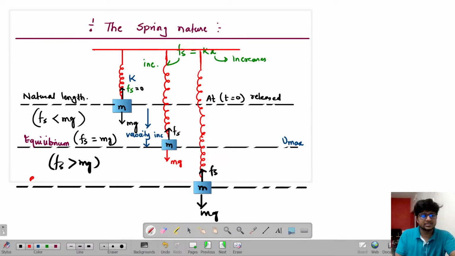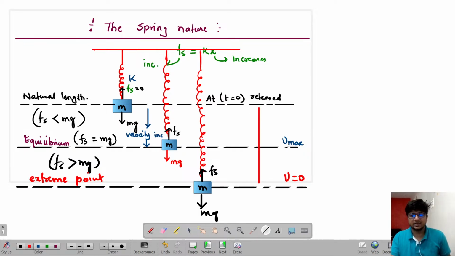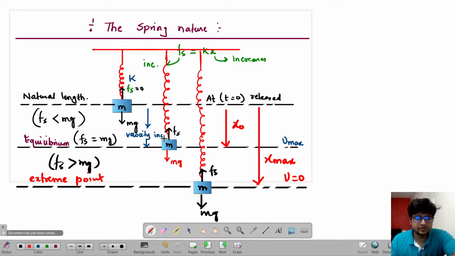And this is what we call the extreme point, the point where velocity becomes zero, and this is called the maximum expansion length. This is called x max, and this is called x naught, meaning expansion till equilibrium. So in a vertical spring scenario, there are two kinds of expansion. One, when you reach equilibrium, which is at x naught. Another, when you reach the extreme point, which we call x max. Is that clear or not?